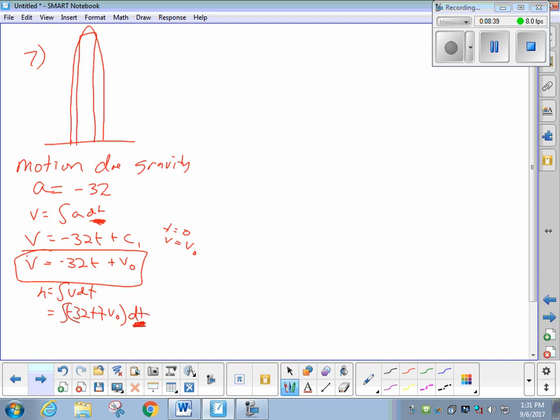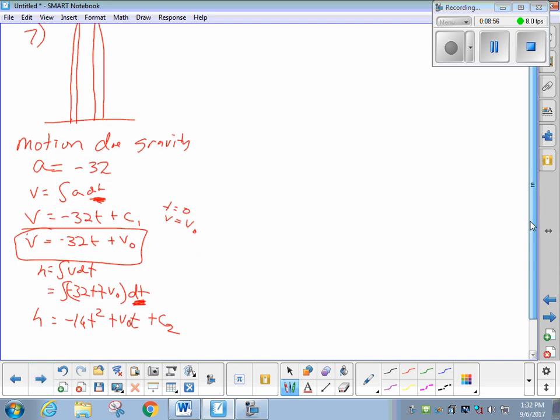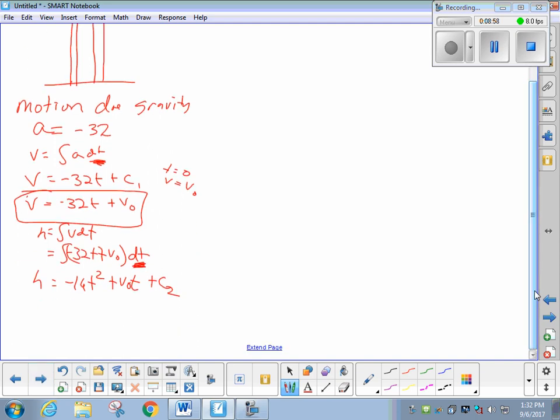With me? Okay, so what is the antiderivative of negative 32t? Negative 16t squared plus V initial t plus, I can't read my own writing, but I know what it's supposed to be, plus C2. Do you have an initial condition for the height? Yes, the key words in the problem are ground level. It's thrown from ground level, and that means the height is 0 at time 0, implying that C2 is 0. So my height equation is that.